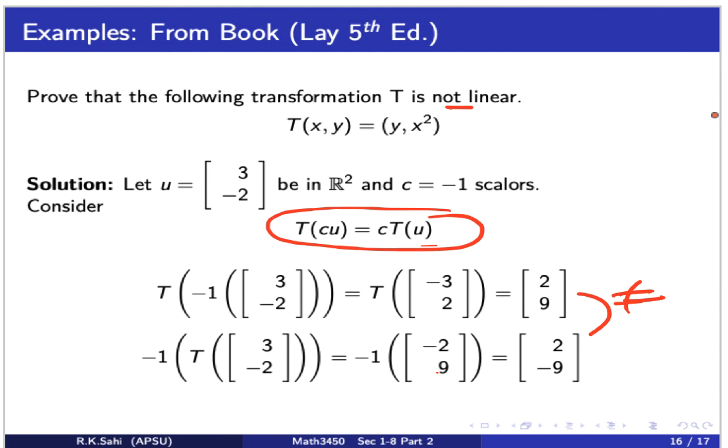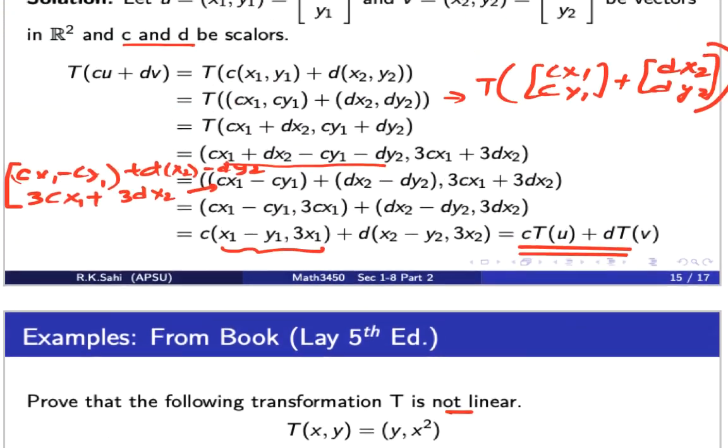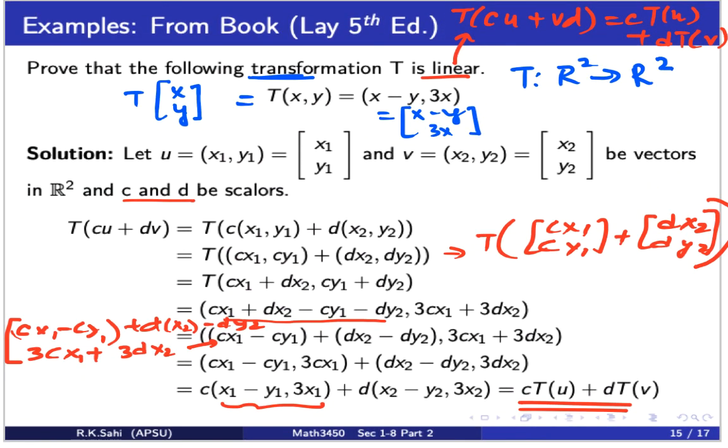So remember, it is easy to prove something is not linear because you just have to get one simple example, plug in numbers and show that. At the same time, be very vigilant. If you have to prove something is linear, you have to prove it for every element of the domain and the codomain. Very, very important. Okay.